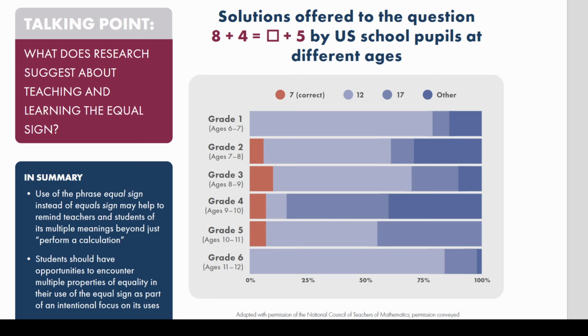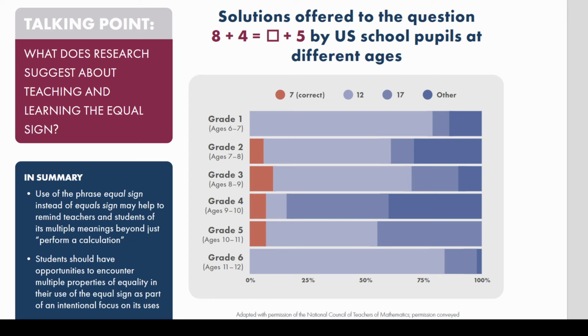Only a minority of the pupils were able to come up with the correct number to put in there. Most of the students in most of those age ranges put 12 in there. Why did they put 12 in there? Because they thought that the equal sign means put the answer next. So they added up 8 plus 4 and then they put 12 after the equal sign.